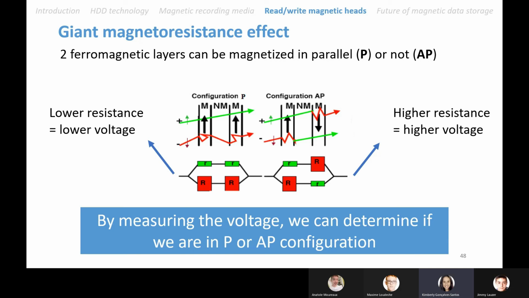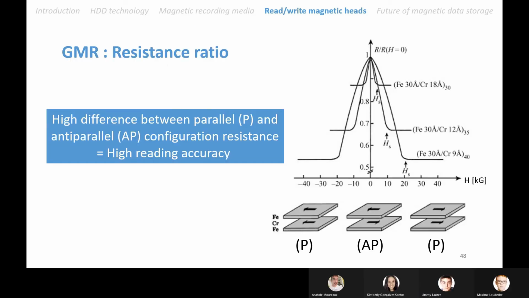In order to read the data stored on the platter, it's quite simple, since the magnetization of the second layer of the sandwich is in the same direction as the recording medium and is thus directly related to the written data. So here's a representation of GMR resistant ratio, stating that a high difference between parallel and anti-parallel resistance results in a higher reading accuracy.